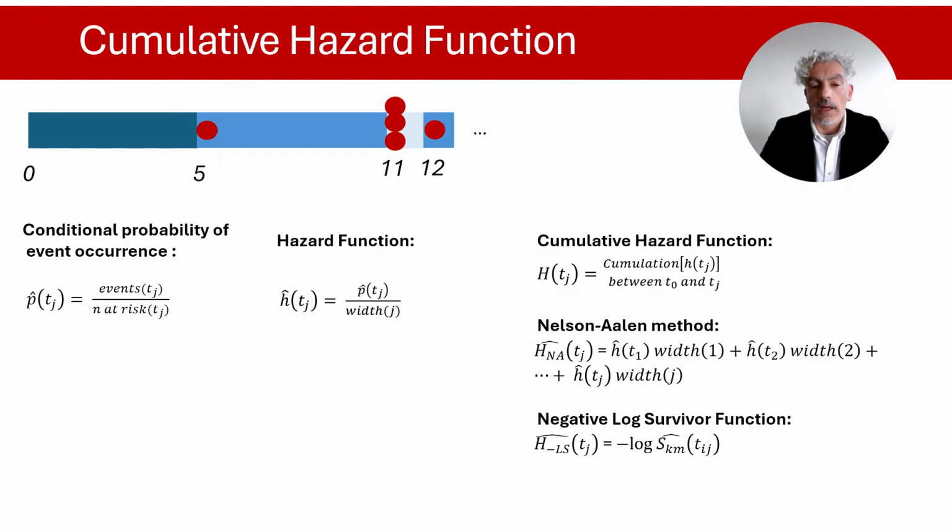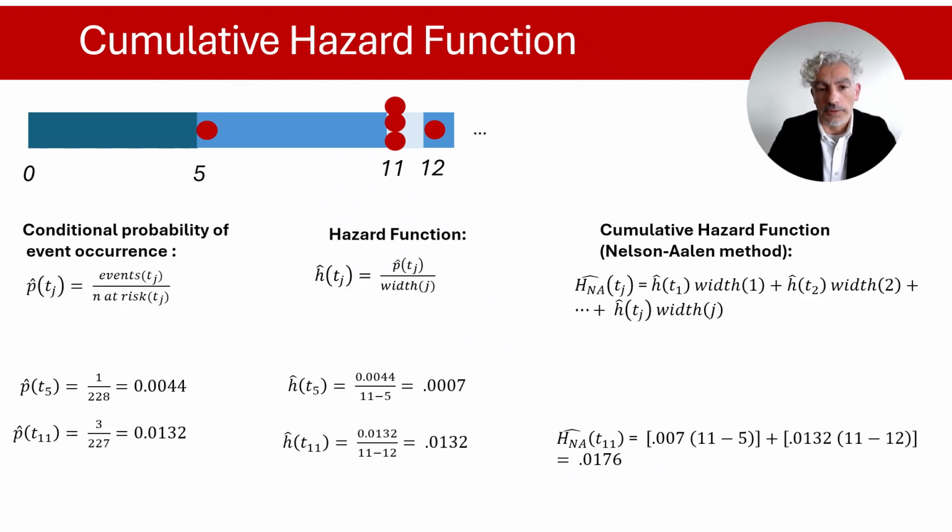Having said that, the two methods of calculating the cumulative hazard function are usually quite similar, but they tend to diverge as the risk set decreases. And the Nelson-Aalen method is more susceptible to censoring. So some people prefer to report the negative log of the survival function, but the Nelson-Aalen is also very popular.